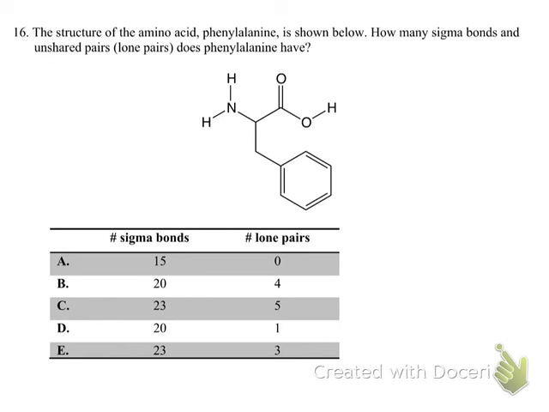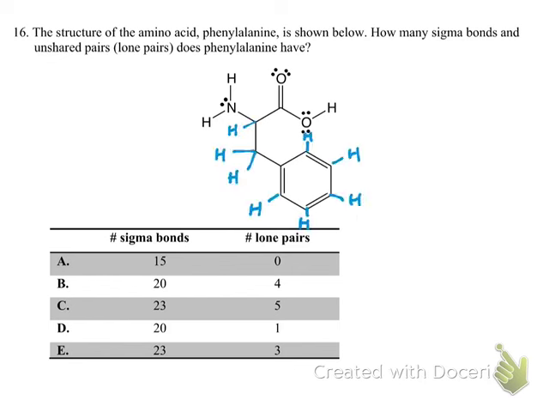So nitrogen here has 3 bonds. It would need 1 lone pair in order to have an octet. This oxygen over here would need 2 lone pairs. And this oxygen over here would also need 2 lone pairs. So the number of lone pairs present in this molecule is 5. Now, let's go through to add in all the sneaky hydrogens, and then we'll count off all the sigma bonds.